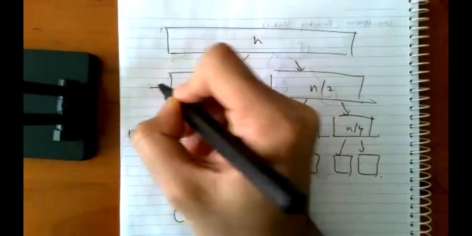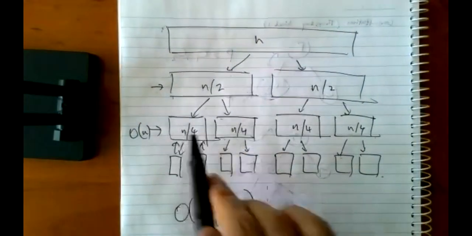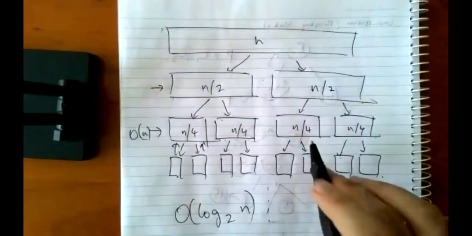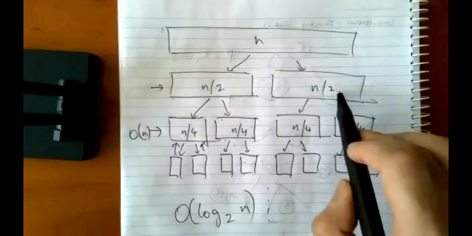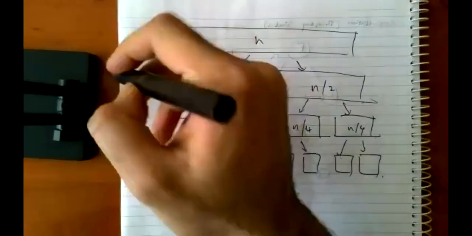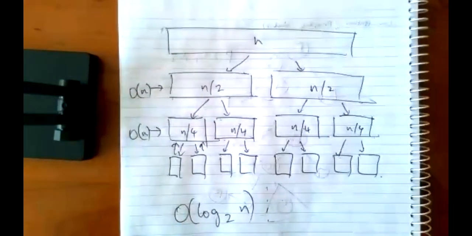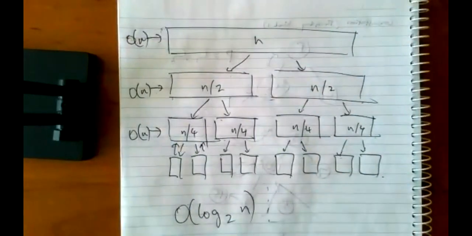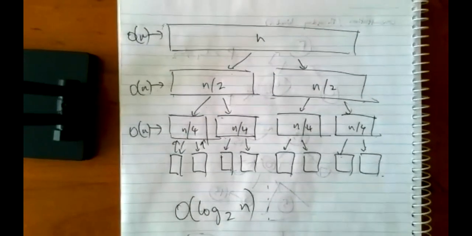And the same is true of the second level. If we're merging an n over 4 with an n over 4, that takes order n over 2 time. And again, n over 4 with an n over 4 takes about n over 2 time. Together it is order n. So we end up adding log base 2 of n terms, each of which is about n, and we get order n log n in total.